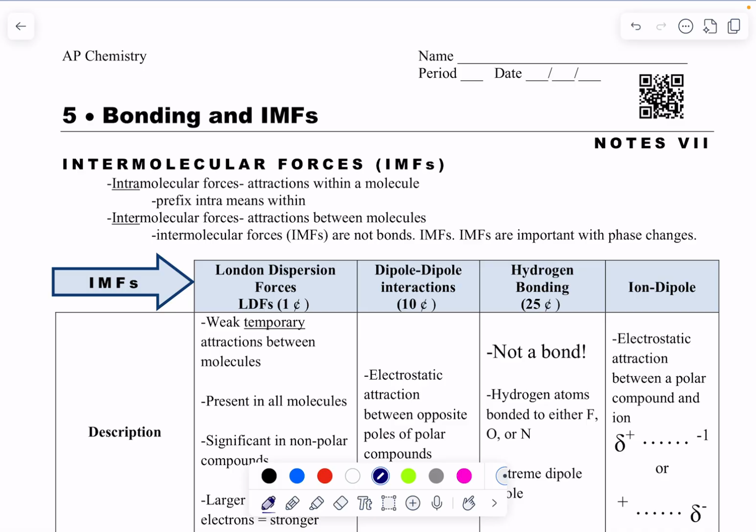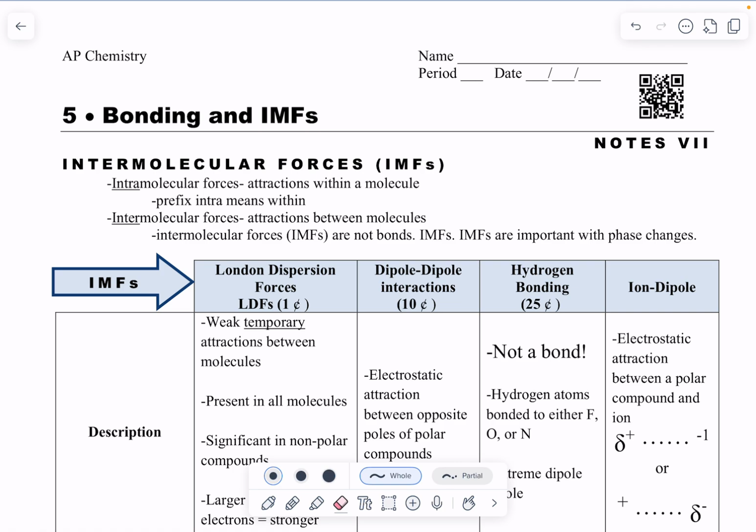Intermolecular forces you almost certainly have talked about in either other chemistry classes, but definitely in first year chemistry. And I don't know the depth that you went into, but this is going to be a huge topic for the College Board as they are writing your AP chemistry test.